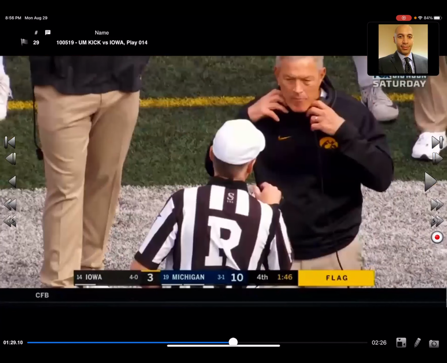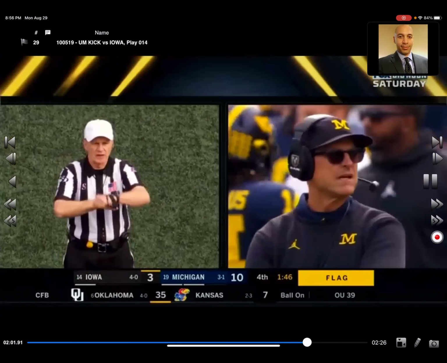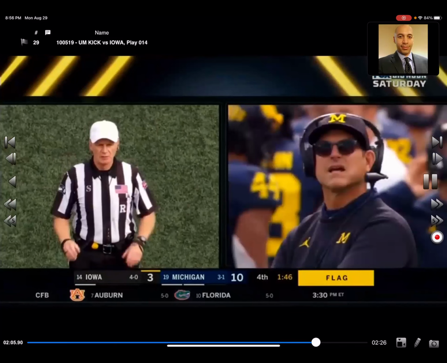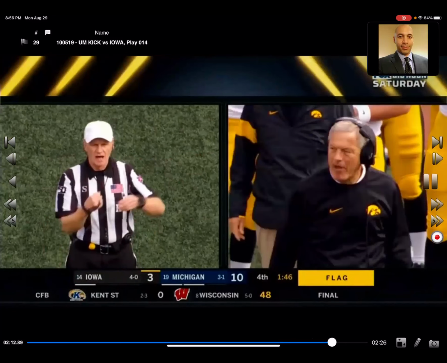Fouls on both teams on the play going to result in offsetting fouls. Kicking team, number 30, went out of bounds and came back into the play. Blindside, personal foul, blindside block, Iowa number 52. Holding on the return, Iowa number.